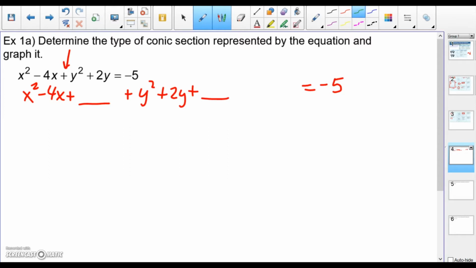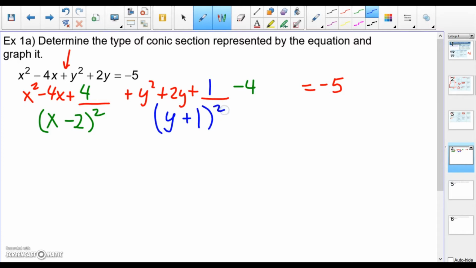So half of negative 4 is negative 2, and you square that as positive 4. But that 4 throws off your equation, so I'm going to come through and subtract 4. So my square is x minus 2 squared. Then we look at the y's, and half of that 2 is a positive 1. Square that is a positive 1. I have a square of y plus 1 squared. So there's the left half of my formula. Oh yeah, that 1 has thrown off my equation. So let's subtract 1.